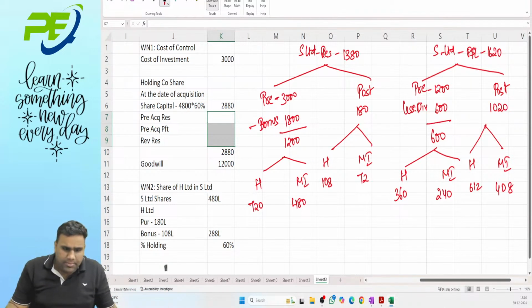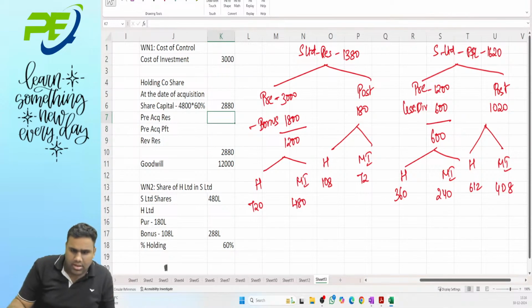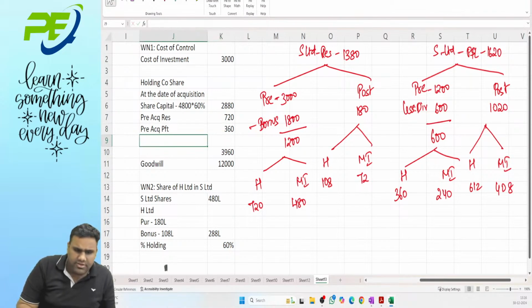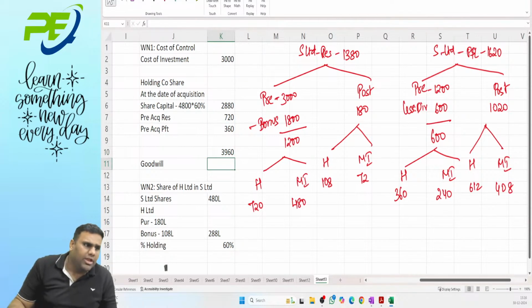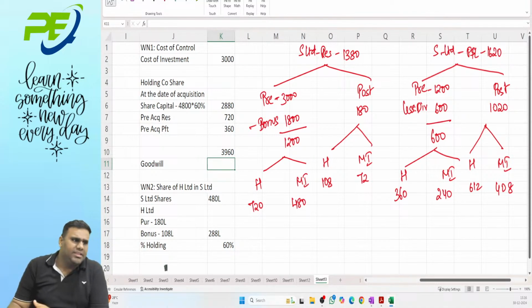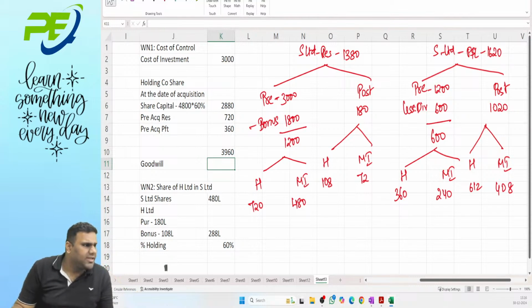So now, pre-acquisition reserve, how much should I write here? 720. Pre-acquisition profit. Any revaluation reserve? Total 3960. Goodwill or capital reserve? Capital reserve. How much? 960.